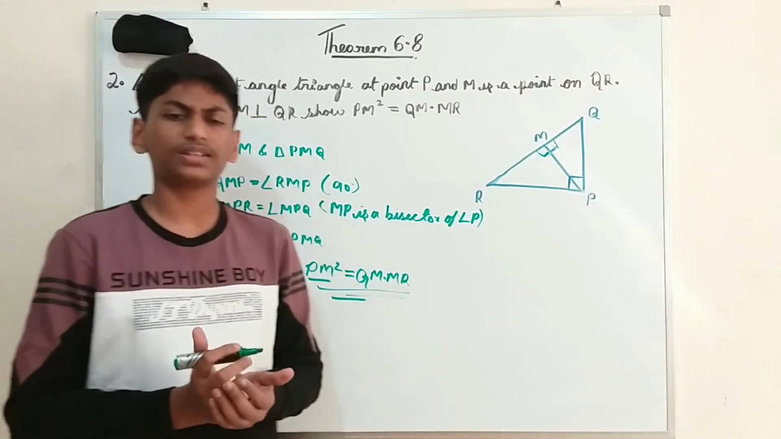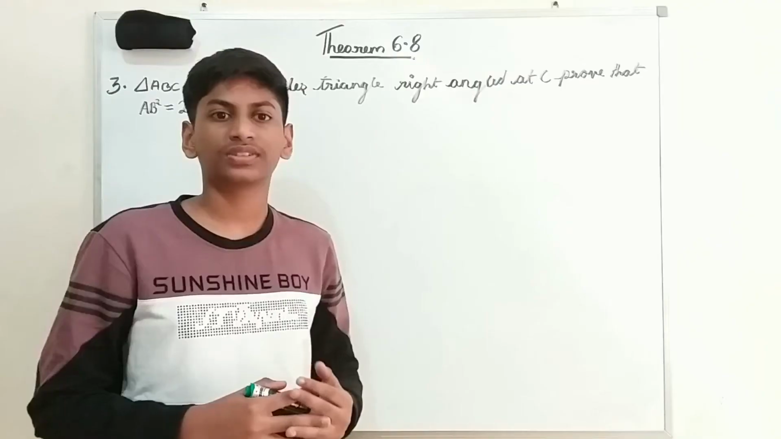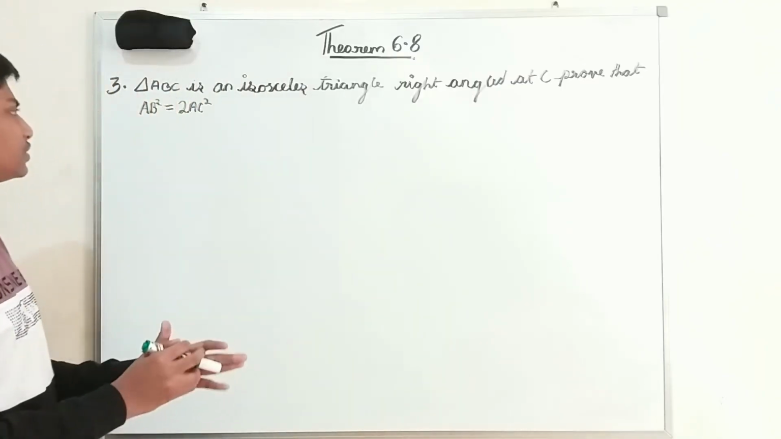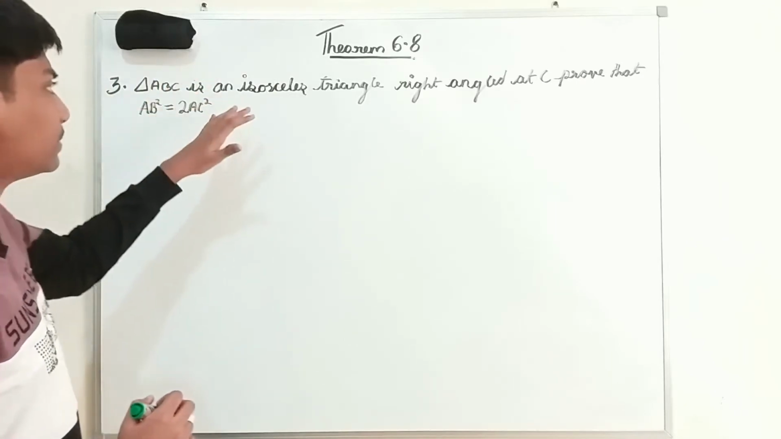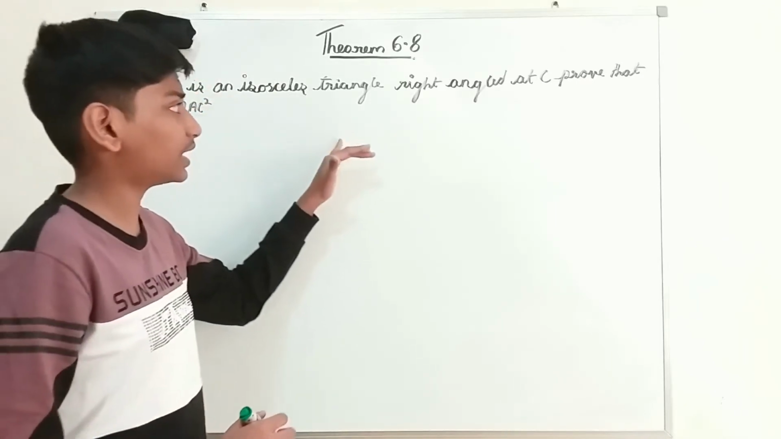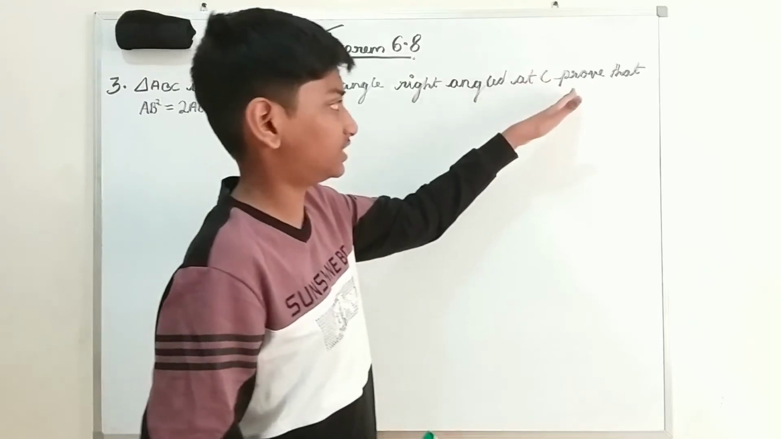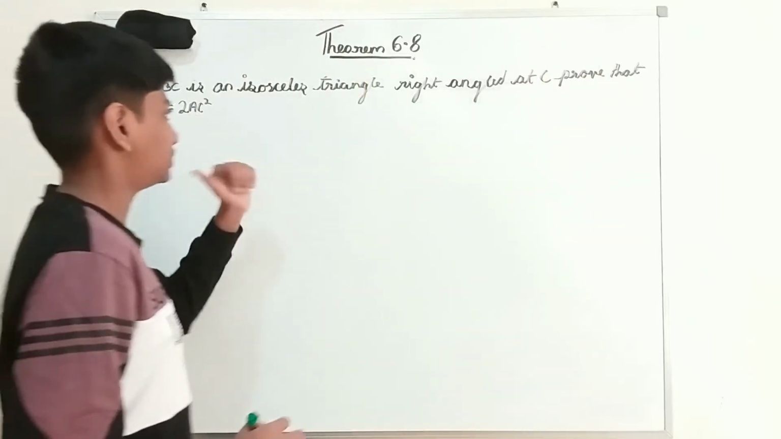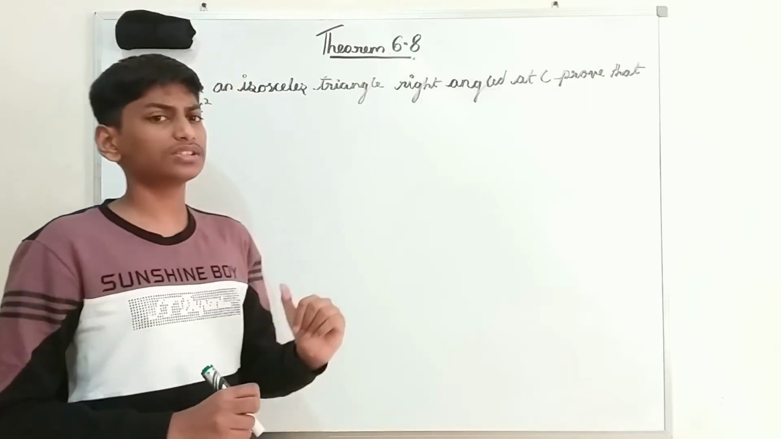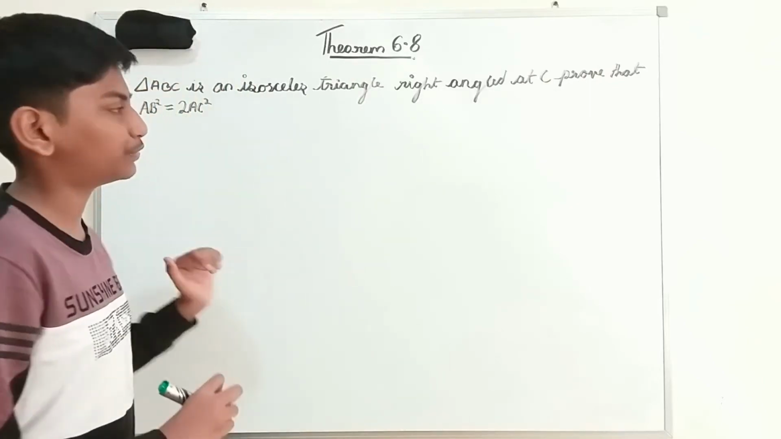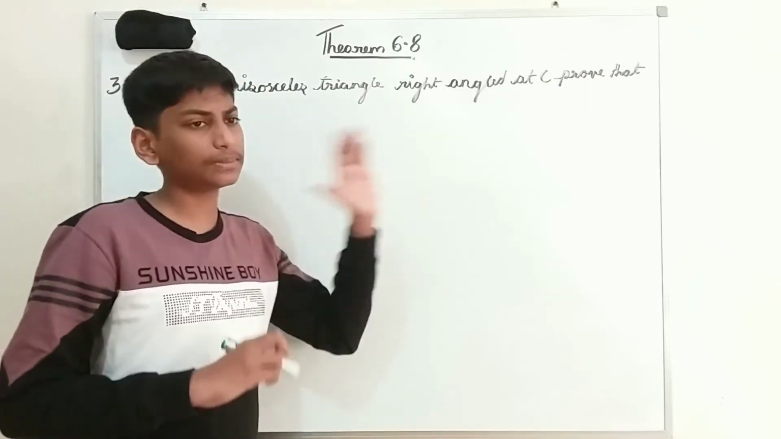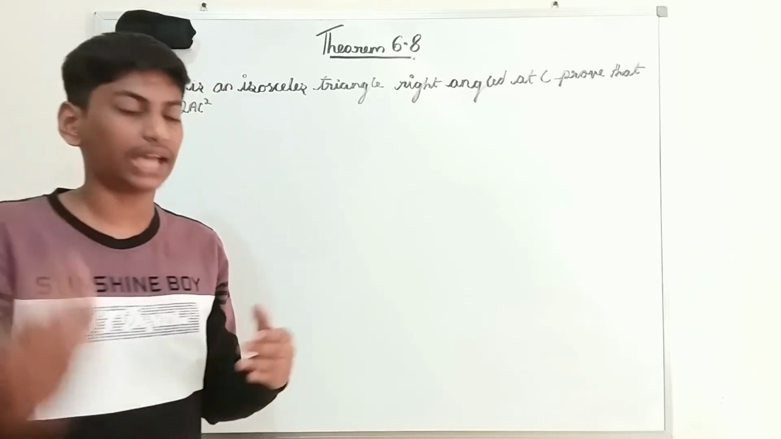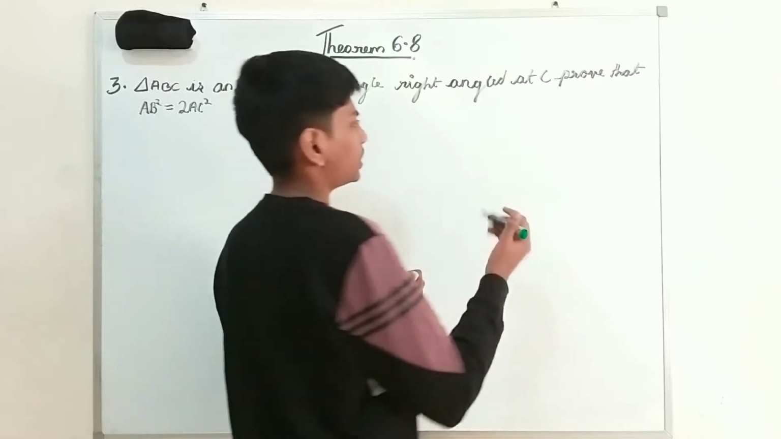So let's solve another question under this topic. This is the end of our session, and we have a final question, which is: triangle ABC is an isosceles triangle right angled at C. Prove that AB square is equal to 2AC square. Now we cannot go directly into the proof, right? There's no diagram in this question, so they're indirectly telling us to draw the diagram. So let's just draw and see.